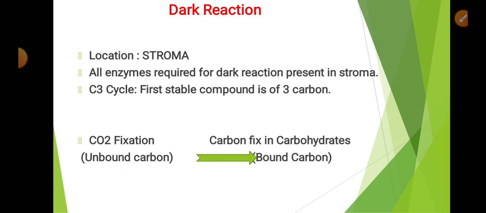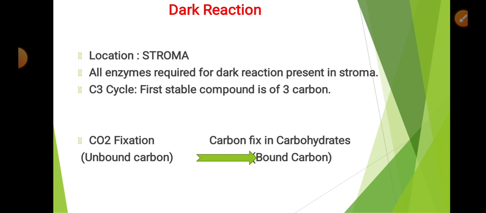In the previous lecture we discussed the light reaction, that is photosynthesis through the photosynthetic electron transport system. Here, the location of the dark reaction is the stroma. All enzymes required for the dark reaction are present in the stroma, and that's why the Calvin cycle occurs inside the stroma of the chloroplast.